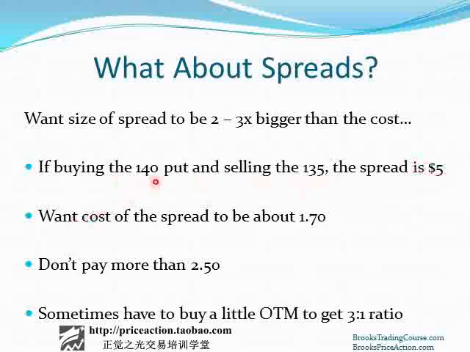So if you're going to buy the 140, sell the 135 put spread, you don't want to be paying more than $1.70 for it. I mean, that $1.70 is good. A lot of times it'll be as high as $2.50, but never pay more than $2.50. So never pay more than half of the distance in the spread. Sometimes if you want to make the ratio 3 to 1, you have to go a little bit out of the money, which is okay. If you're expecting a big move, a 5 to 10% move, going a little out of the money is okay, because you're expecting the move to go well beyond your short strike price anyway.